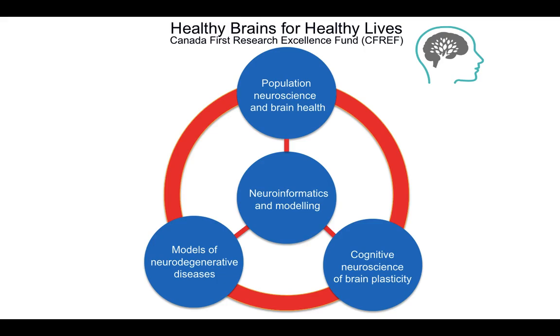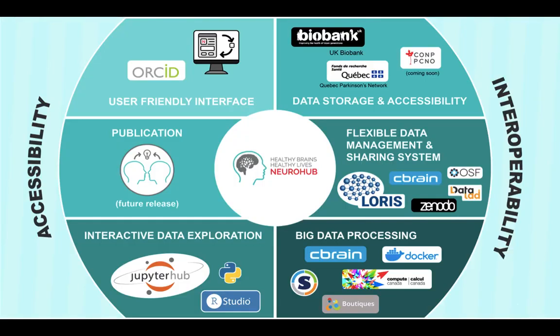The neuroinformatics and modeling component is core to the three domains that I just talked about: neurodegeneration, plasticity, and population neuroscience and brain health. And the infrastructure that we've built to support this NeuroHub is illustrated here. And what you see, notably the area over here, the Loris CBRAIN data lab area, this refers to the platforms that make up NeuroHub. Of course, we also use NeuroHub to support data dissemination, data exploration, open publishing, and big data processing. It's not just about data storage and dissemination. You also have to provide the means to analyze those data in place.